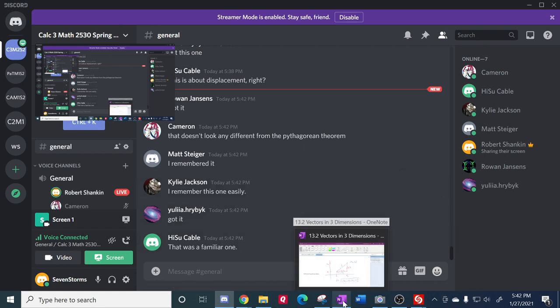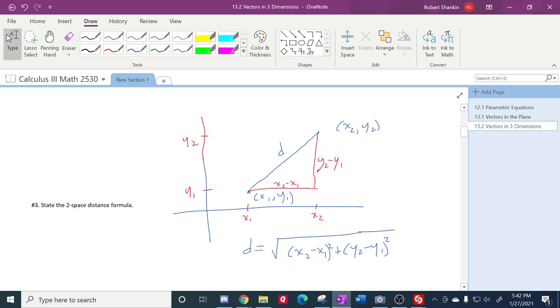Okay. All right, the reason why I'm reviewing that is today's topic is going to be going to 3 space, vectors in 3-dimensional space. And one of the things we're going to do is extend this formula to the 3 space distance formula. And we want this as a foundation to extend it.